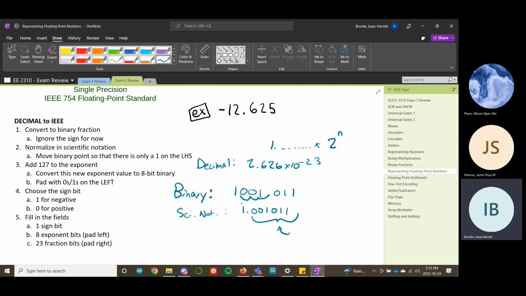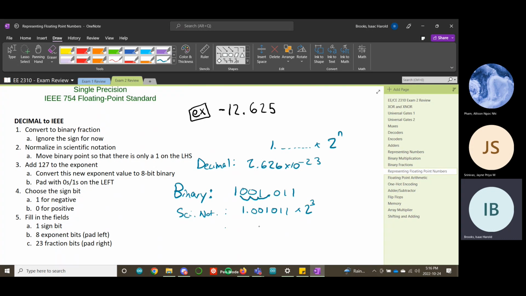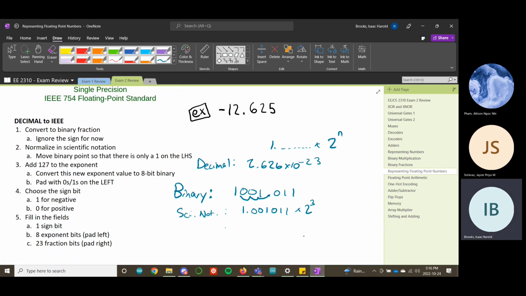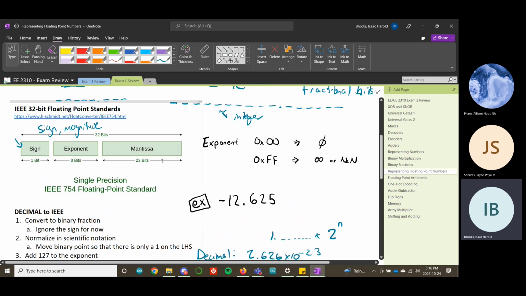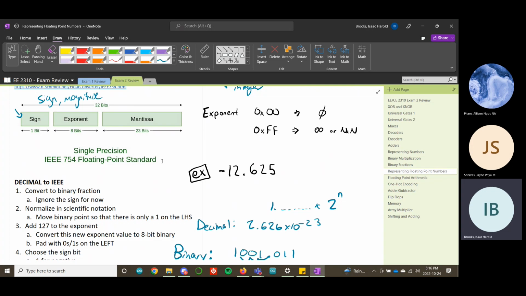In this case, we did 1, 2, 3 steps to the left, so this would be times 2 to the power 3. Because if we moved the point 1, 2, 3 steps to the right, then we would arrive at our original number. So the base in this exponent is 2 in the case of binary. Okay, so this is our number in scientific notation. There's another weird step that you have to do, which is add 127 to the exponent. The reason for this is a little bit out of the scope of this class, but basically it comes down to them wanting numbers to sort in the same way for this floating point system.